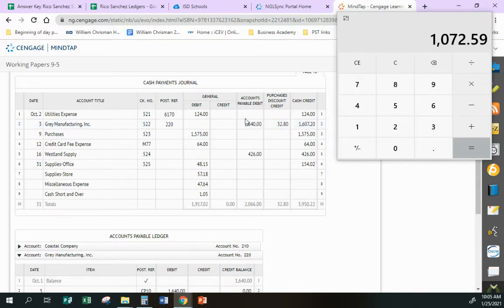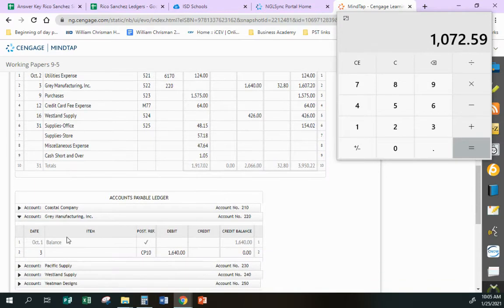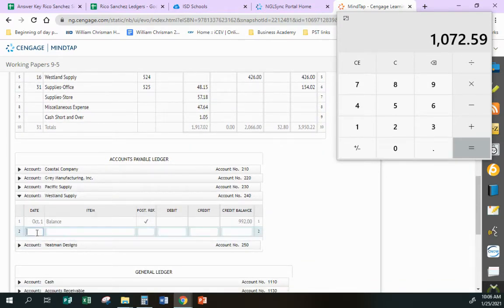And you're just going to continue your way down, posting each of these amounts in the general, because it says general journal. And then your 426 would go to Westland Supply in the accounts payable journal. I'll do that one with you here real quick. On the 16th, CP10, debit of 426. Now this one is not paying it off completely because we owe them $992, but we have to subtract them, so we still owe them $566.